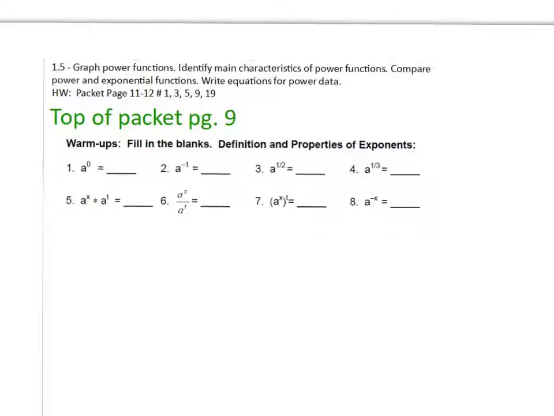Okay, so for number 1, anything to the 0 is 1. For number 2, when you have a negative exponent, it moves that term to the other side of the fraction and makes the exponent positive. So a better way to see that would be 1 over a to the first. In number 3, the 1/2 we would rewrite as a square root. And in 4, the 1/3 power is a cube root. So it would be the cube root of a.